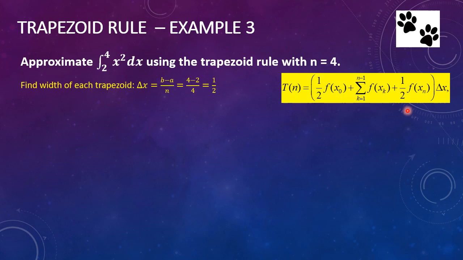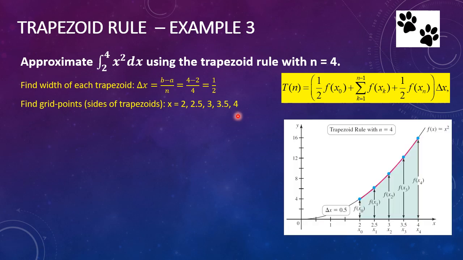Just like before, the first thing we're going to do is find the width of each trapezoid. In this case, the base of each trapezoid is going to be the same as the base of each rectangle, delta x, which is b minus a over n. That's going to be a standard. Next, we need to find the grid points. These are exactly the same as well. These are the sides of the trapezoid, which will mirror the sides of the rectangles that we saw in the midpoint rule. So we start at 2, we add a half, we get 2.5, and we add a half, we get 3. We add another half, we get 3.5, and finally our last half gives us 4.